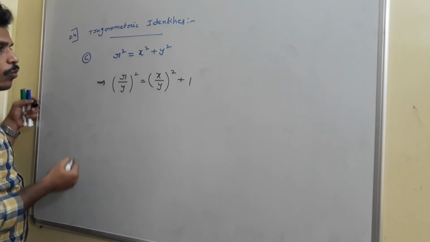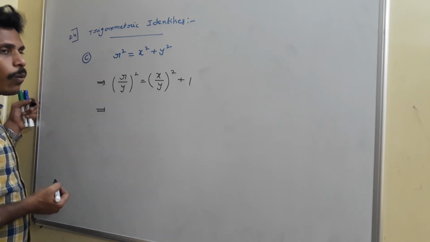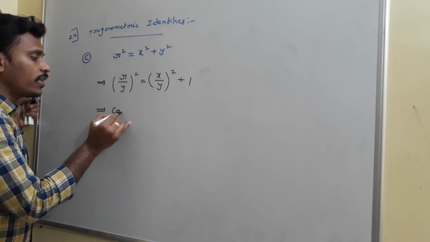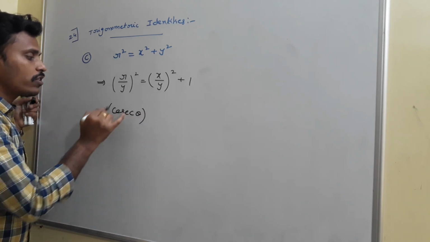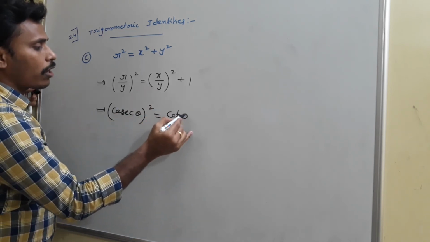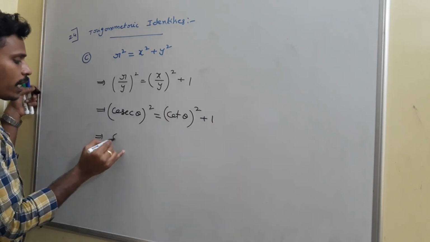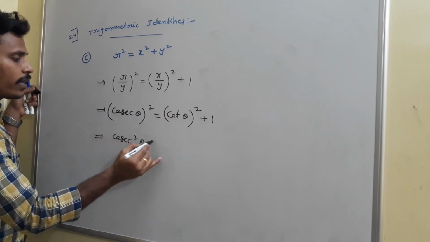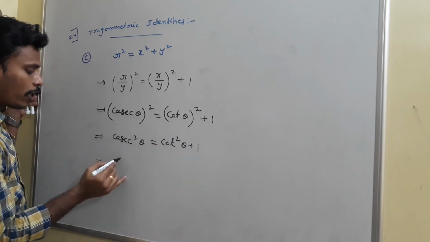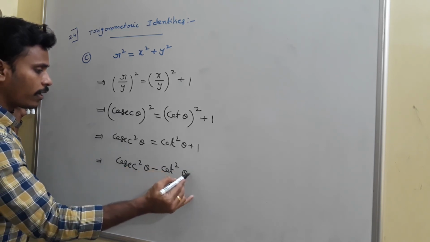Since I divide everything with y square, what is r by y? What is x by y? Think a while. We know that sin theta is equal to y by r, whereas cosecant theta is equal to r by y. So cosecant theta whole square is equal to (x by y), which is just cot theta, whole square plus 1. If you arrange it, cosecant square theta is equal to cot square theta plus 1. And from there we concluded that cosecant square theta minus cot square theta is equal to 1.